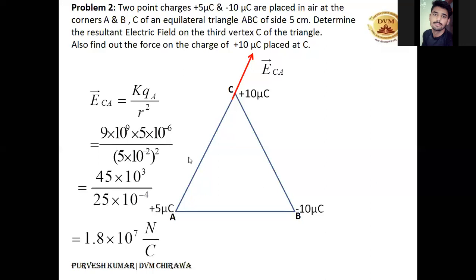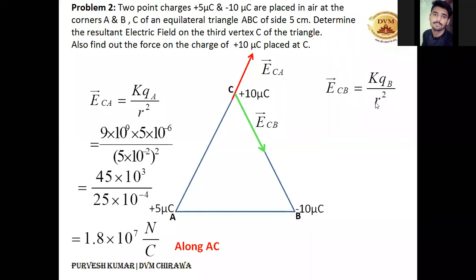That is ECA. Now the electric field at point C due to the charge placed at B will be directed towards B, because it's a negative charge, and the electric field will always be directed towards the negative charge. So it will be from C to B. I have marked it with a green line. Now it is ECB, and again we are finding ECB.